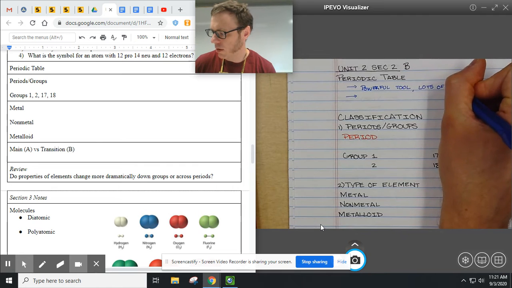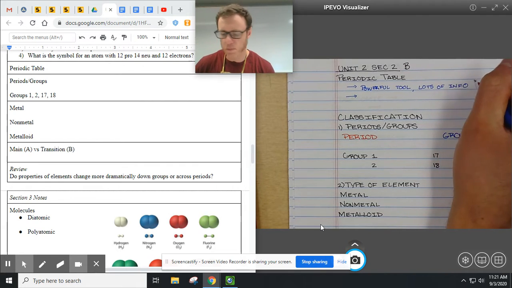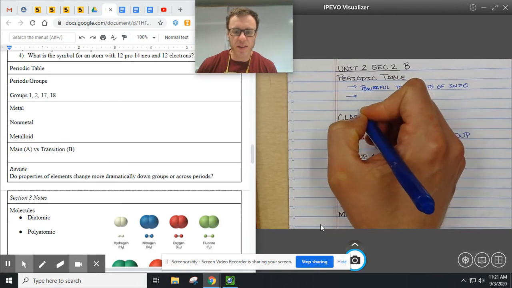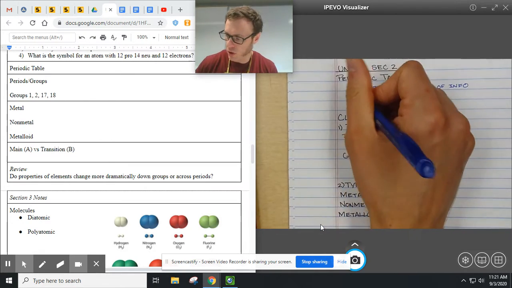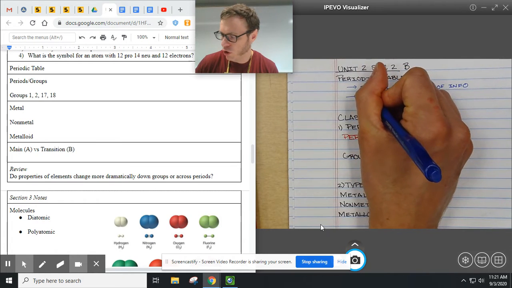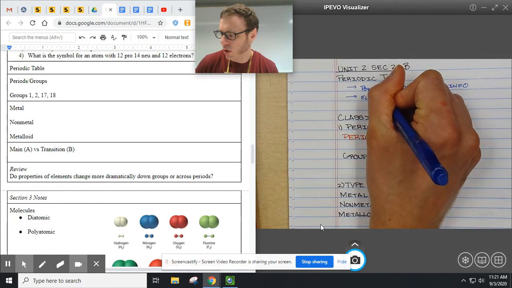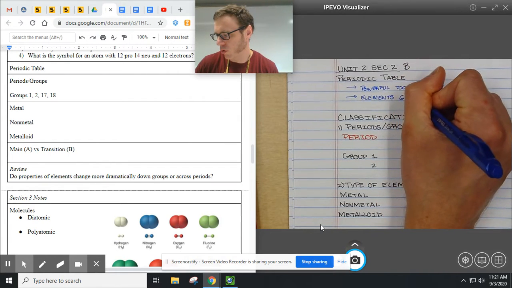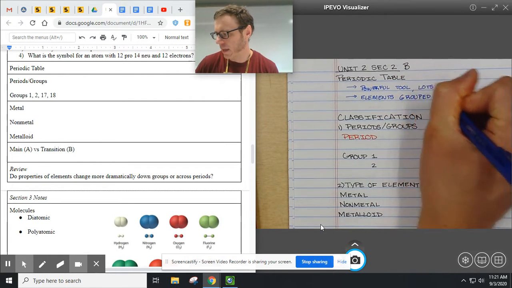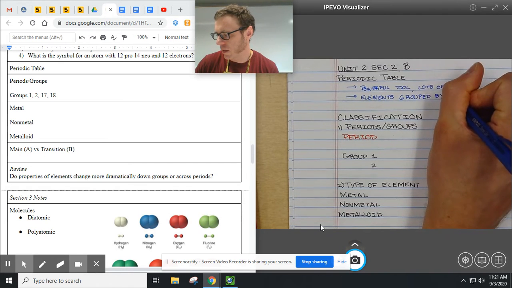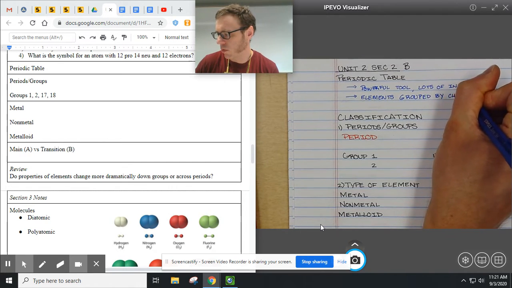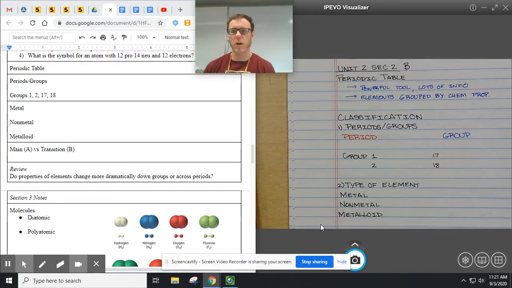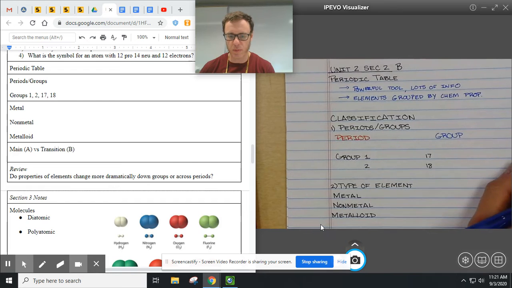Okay, so now we have that down. And what we need to understand is how elements are grouped. Elements are grouped by chemical properties. So that's how elements are going to be arranged on the periodic table.